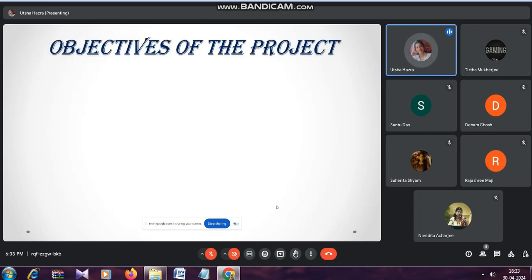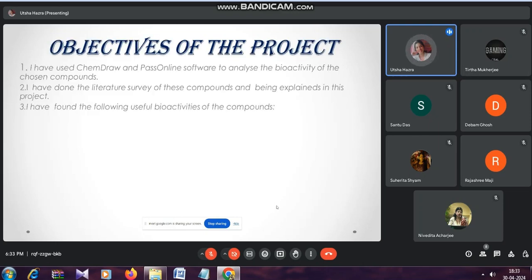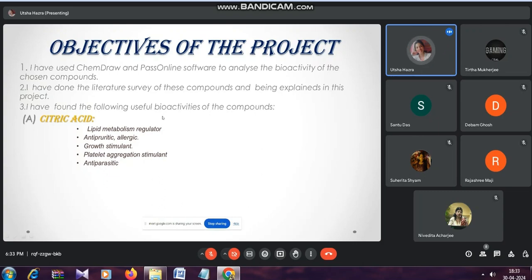Then the next topic is the objectives of the project. I have used ChemDraw and PASS Online software to analyze the bioactivity of the chosen compounds. Then I have done a literature survey of these compounds, which is explained in this project. Then I have found the useful bioactivities of the compounds. First is citric acid. These are the bioactivities: lipid metabolism regulator, antipruritic, allergic, growth stimulant, platelet aggregation stimulant, antiparasitic. Then the second is succinic acid. Its bioactivities are insulin promoter, anti-hypoxic, melanin inhibitor, and muscle relaxant.